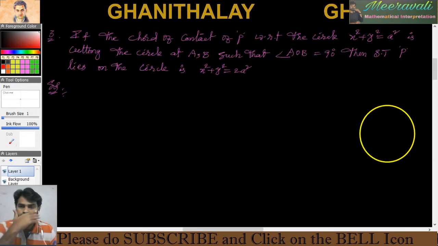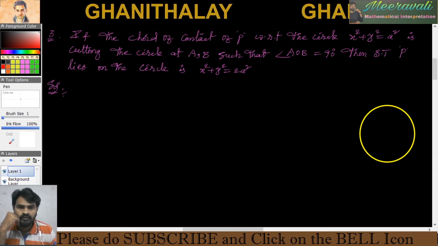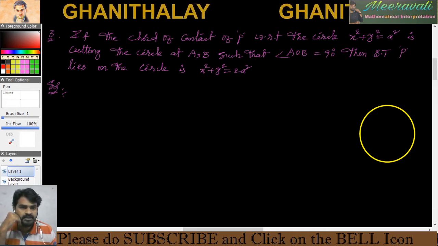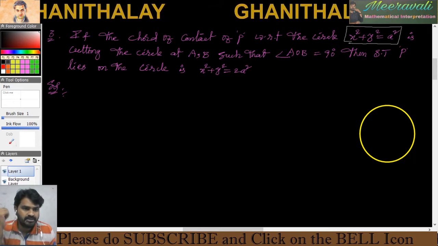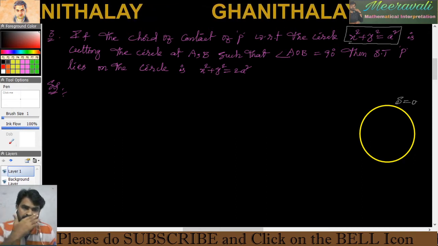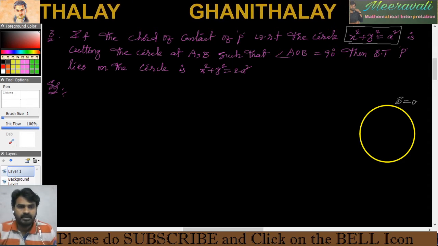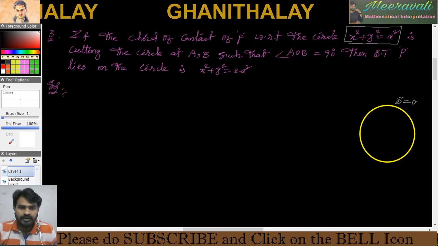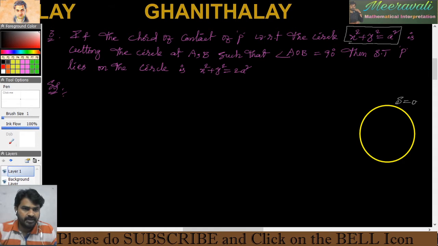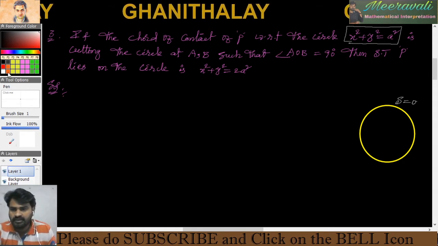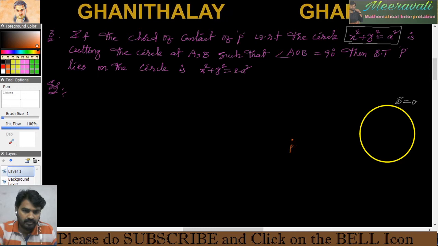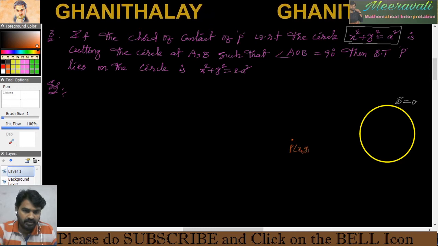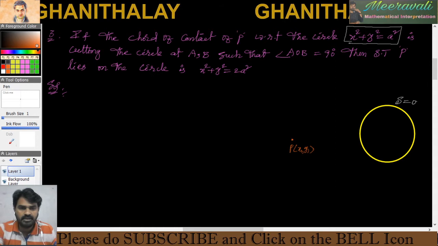Look at the problem here. If a chord of contact of P with respect to the circle, let the circle equation be S is equal to 0, this is the circle. Chord of contact of P with respect to this circle means, first we have to take a point P, some x1 comma y1, on the exterior of the circle.